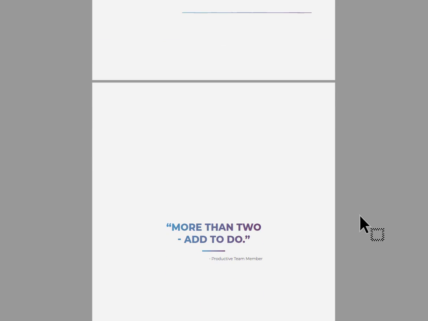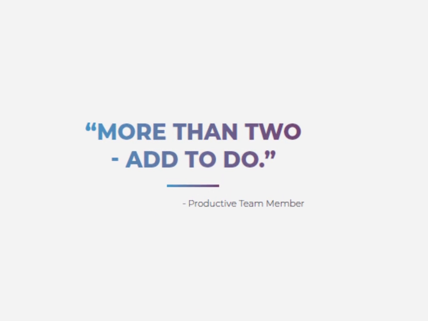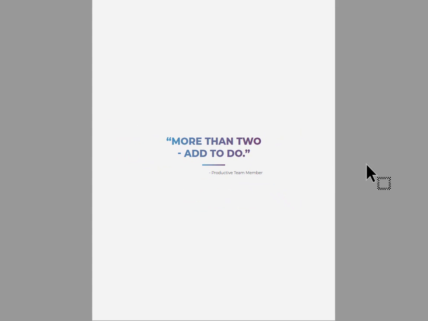Really, it comes down to a simple statement: more than two, add to do. What that means is, if it's more than 2 minutes, add it as a to-do item. So, more than two, add to do. We're going to talk about how to do that.